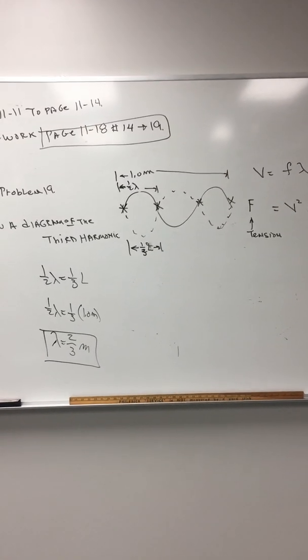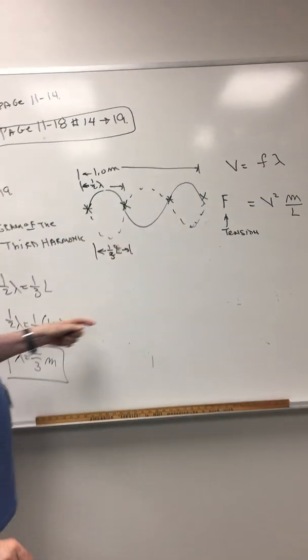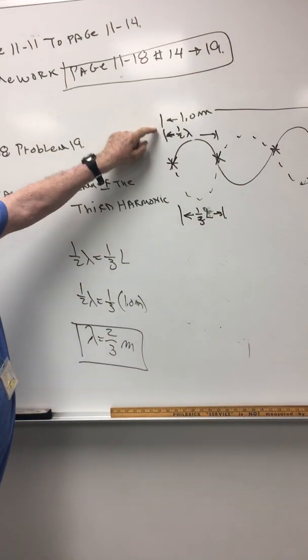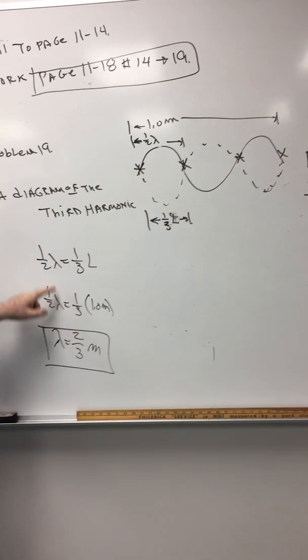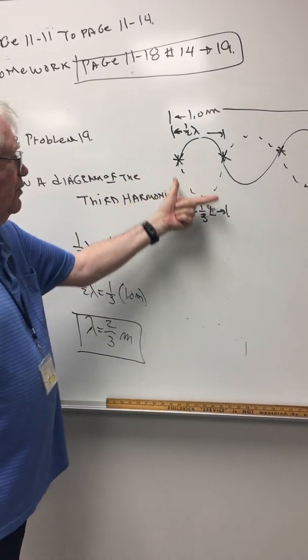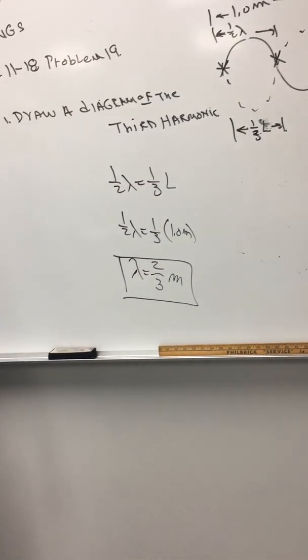So we did that. There's the standing wave, third harmonic, 1 meter long, 1/3 the length. Half wavelength would be equal to 1/3 of the length of the string. And so that comes out to be 2/3 meters. So we have that.